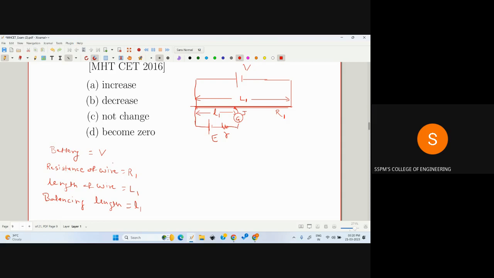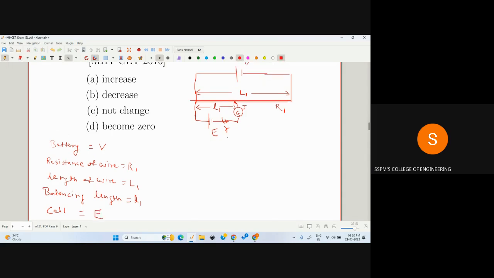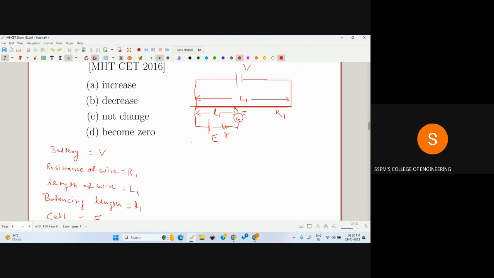Now one more parameter is given, battery cell. The cell is E. E is not changing in both cases. The battery cell E is connected across the l1. Are you getting?